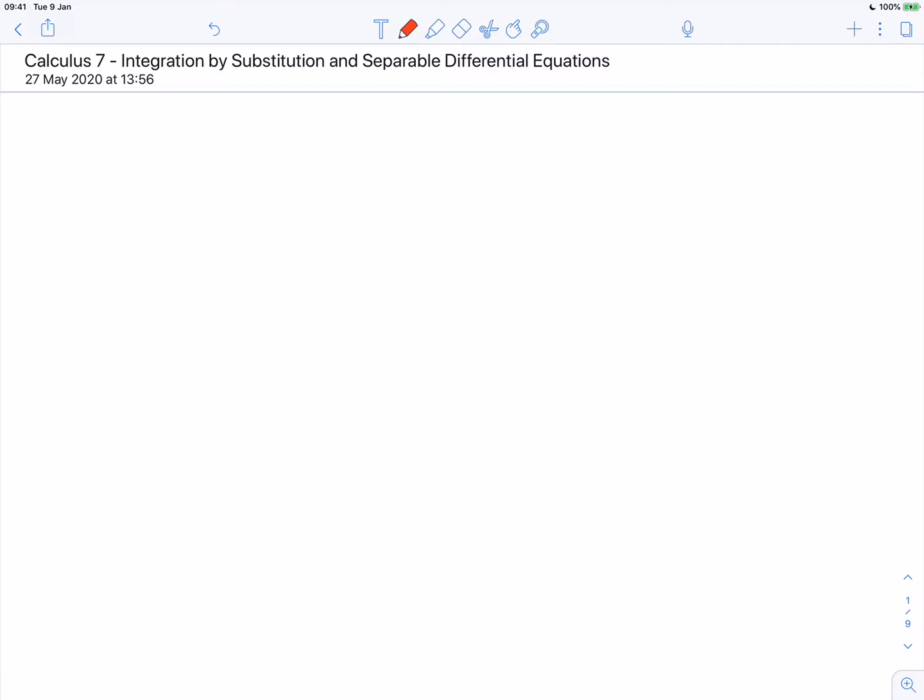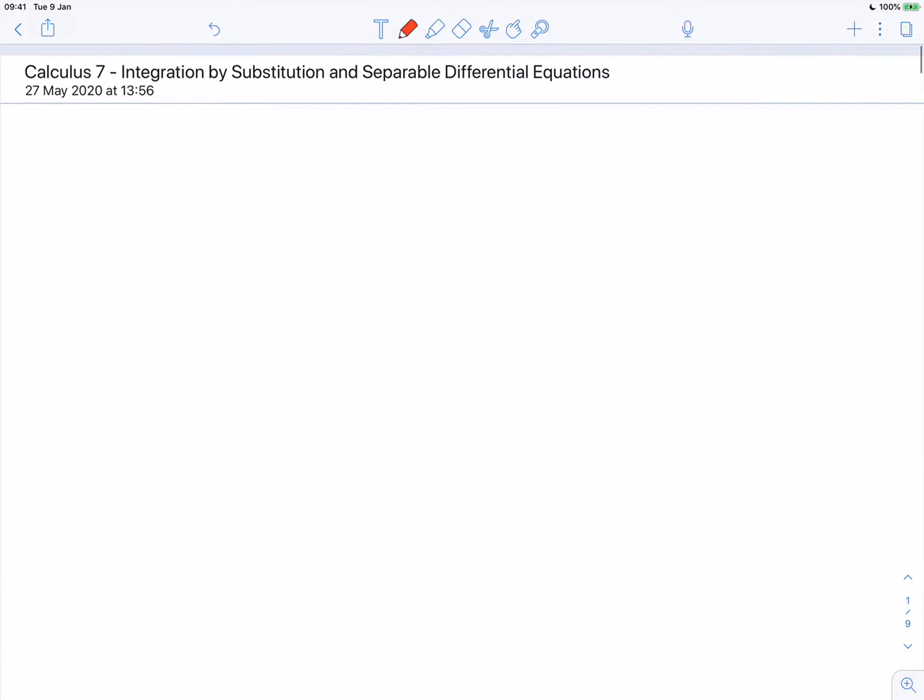Pretty sure it is. We're going to be looking at integration by substitution and variable separable differential equations. Okay, what I'm going to be showing you now is pretty important. To be able to manipulate integrals using substitution, probably the most ubiquitous tool you're ever going to see. So vital.